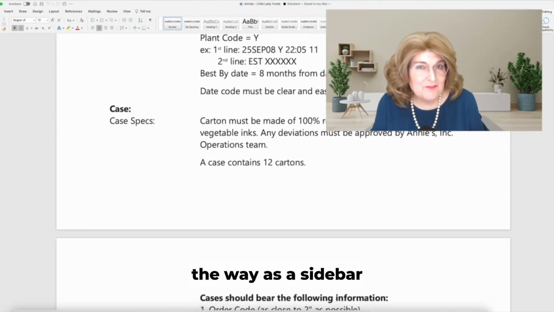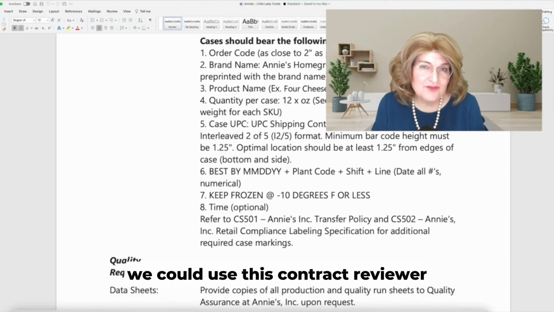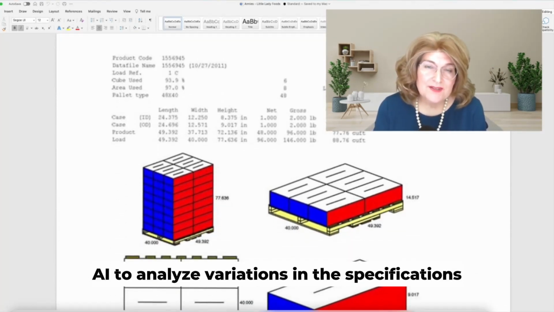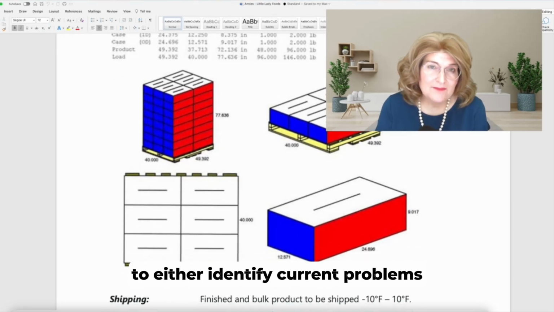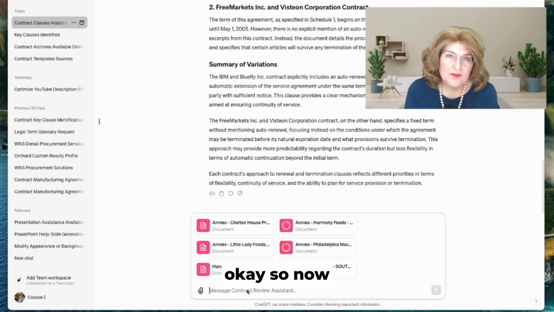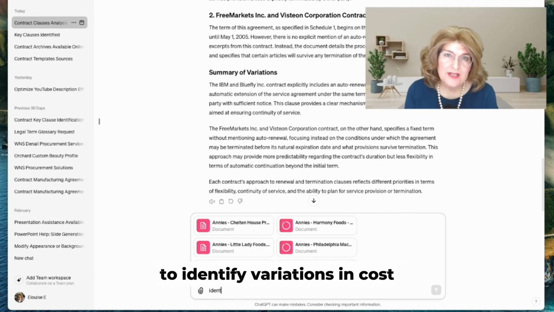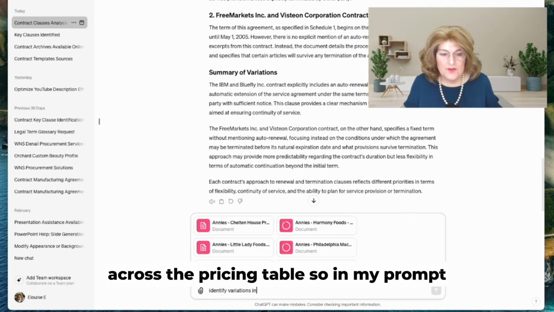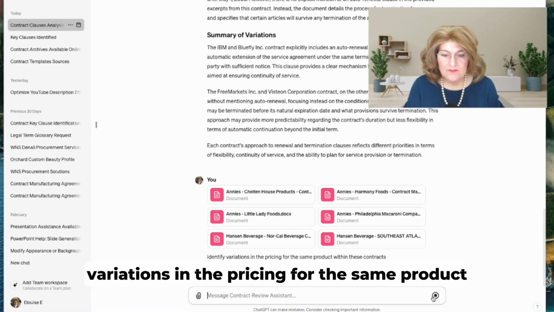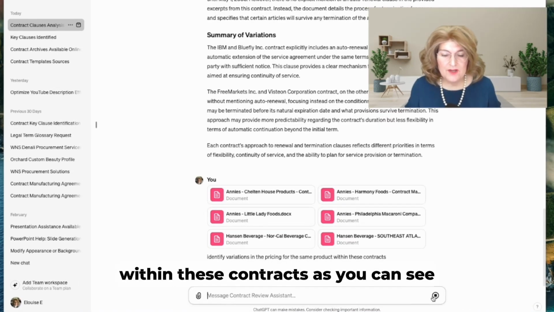By the way, as a sidebar, we could use this contract reviewer AI to analyze variations in the specifications to either identify current problems or perhaps future problems. Okay, so now let's ask the contract reviewer to identify variations in cost across the pricing table. So in my prompt, I can type identify variations in the pricing for the same product within these contracts.